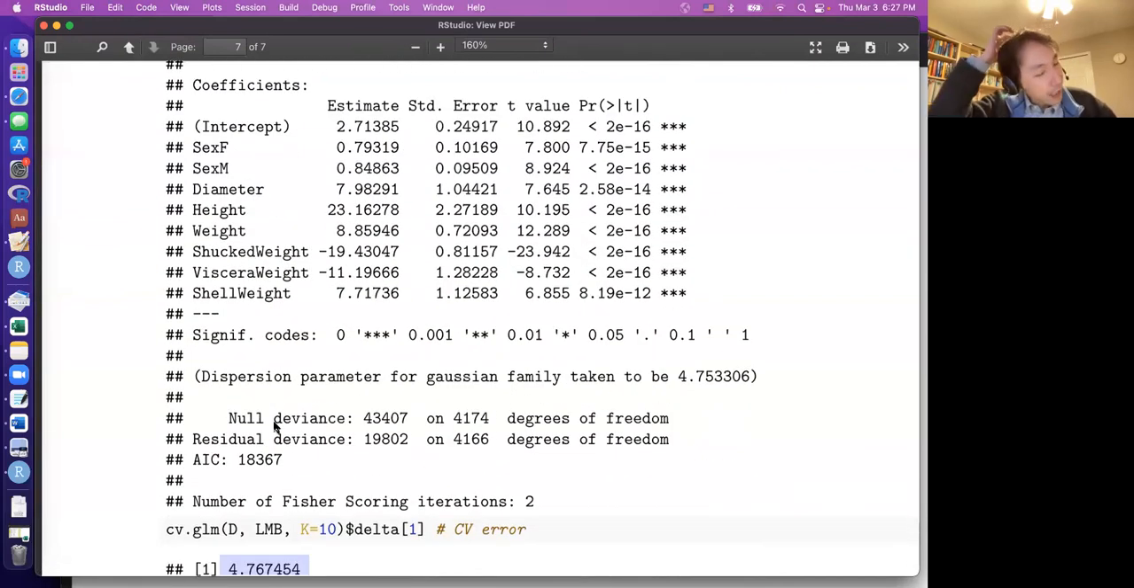AIC sometimes has trouble when we have difficulty estimating the error size, the residual variance sigma squared, but cross-validation is a pretty objective measure. So if we got 4.44 and the other model 4.77, certainly the model with 4.44 is better.